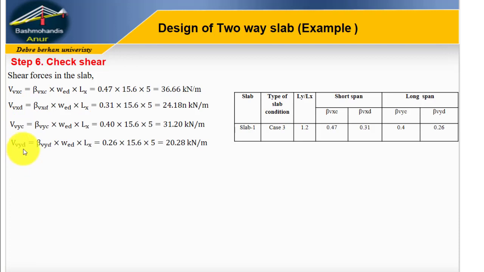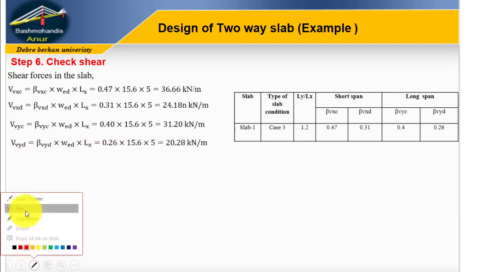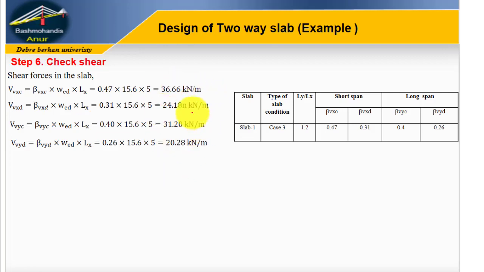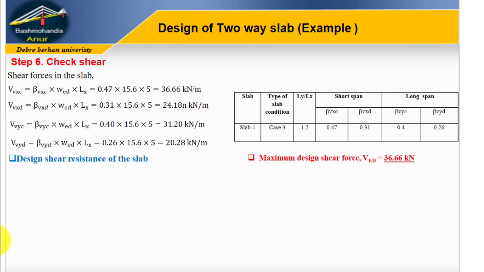Similarly, we calculate the shear in the y direction at the discontinuous edge. Finally, those are the design shear in the slab. Therefore, what is the maximum? The maximum is 36.66. We have to make sure that this maximum shear is not exceeding the design shear resistance of the slab.